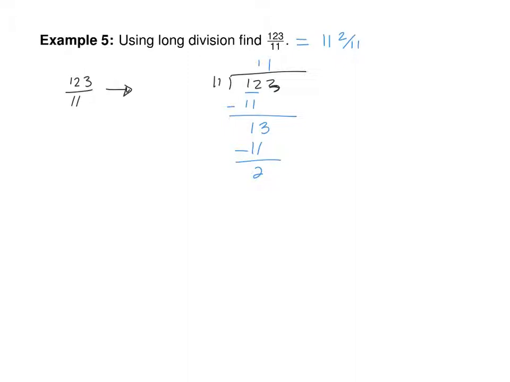Does that make sense? Does that mean 11 times 2 11ths or 11 plus 2 11ths, technically? Plus. Technically, it means 11 plus 2 11ths. So if you wanted to check your answer, you could find a common denominator, and you should get back 123 over 11. Does that make sense? Okay. So we're going to extend this process to division with polynomials. And the process is really, really similar.